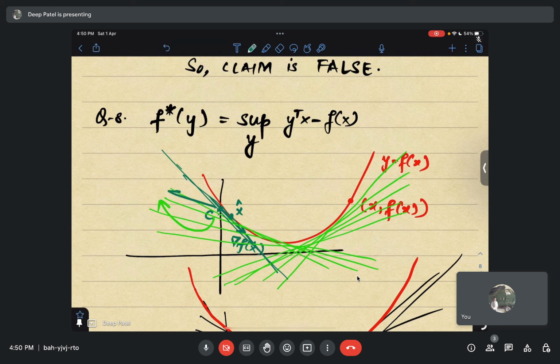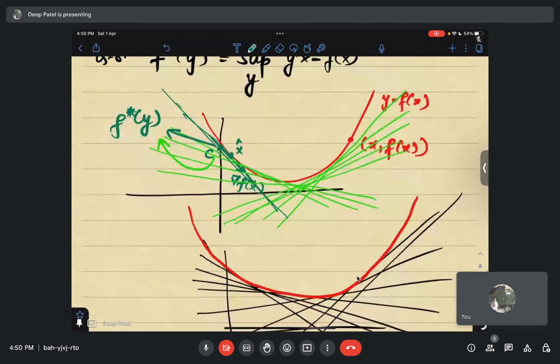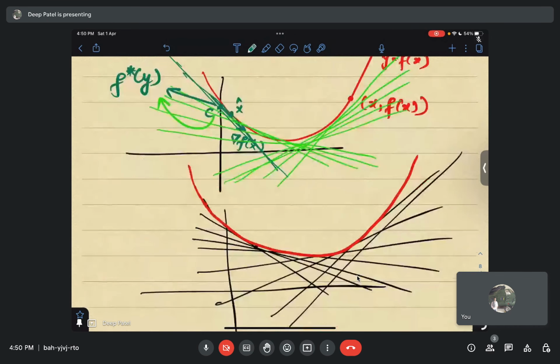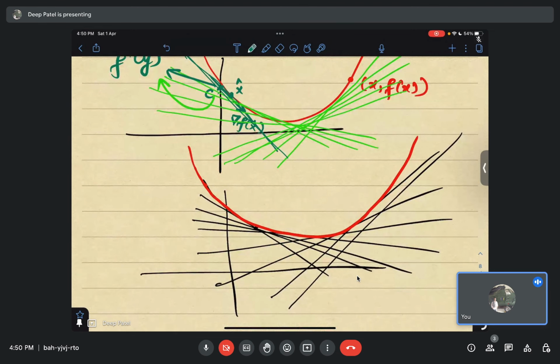Okay, so it's a universal linear under approximator, for all x in the domain? No, this is for a given x. I'm telling you, for a given x, this is a linear under approximator to the function. Okay, get it. See, I'm just drawing an envelope for this function.